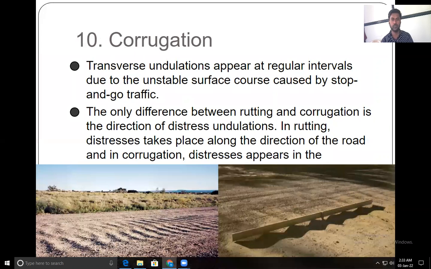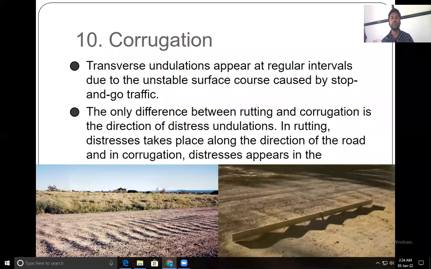Then next is corrugation. You can see here the wave-like structures that form on the road, and generally they appear in the transverse direction. The transverse undulation appears at a regular interval due to the unstable surface course caused by stop and go traffic. When the traffic stops and goes in such an area, such undulations may form. Due to this, such hills form on the roads, called corrugation.